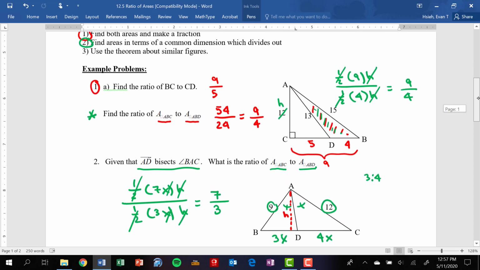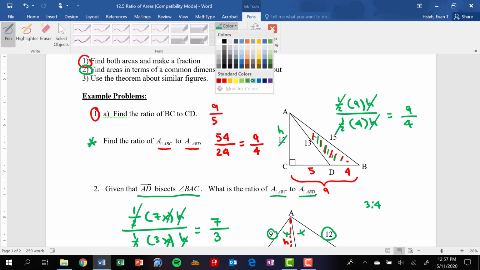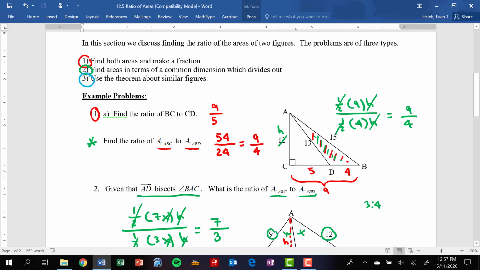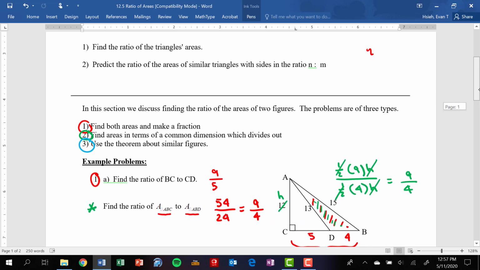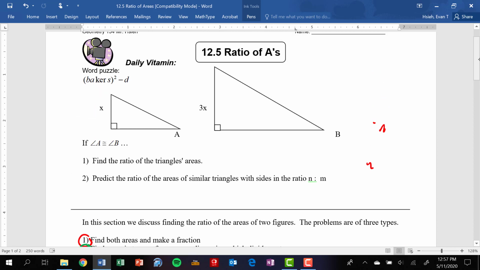So those are examples of the second type of problem here. The third type of problem is using a theorem about similar figures. And so to talk about that, let's take a look at this problem up on top here.